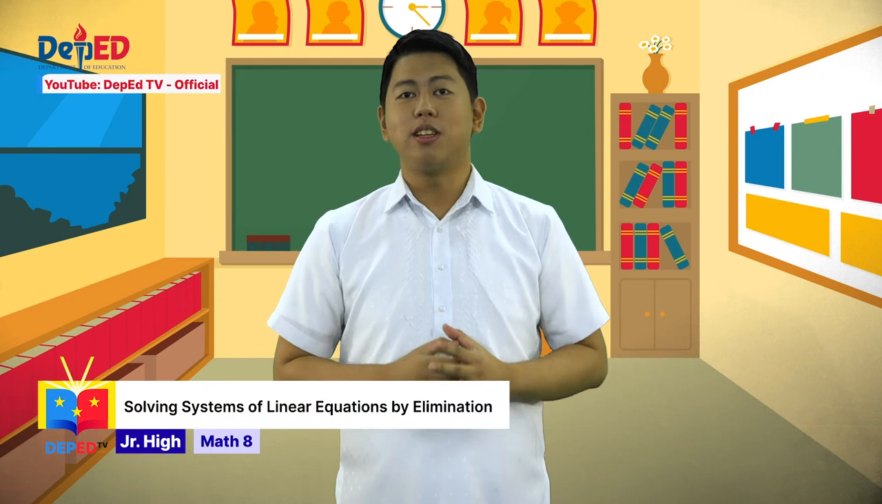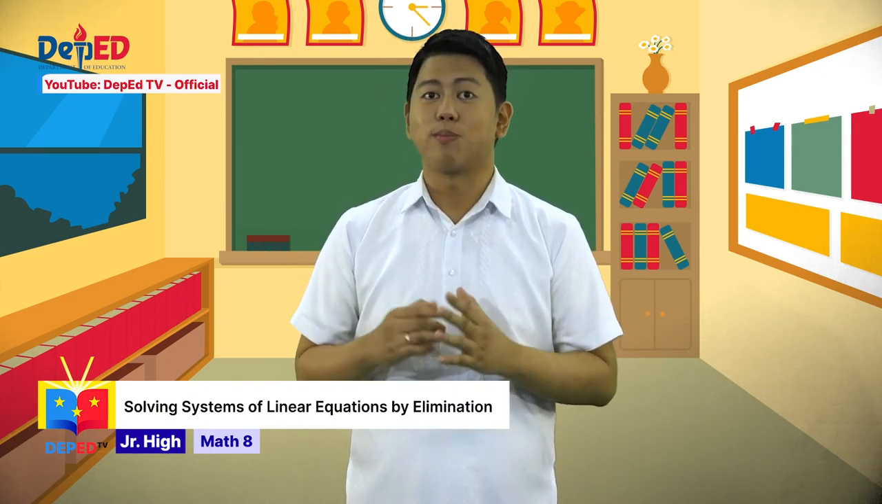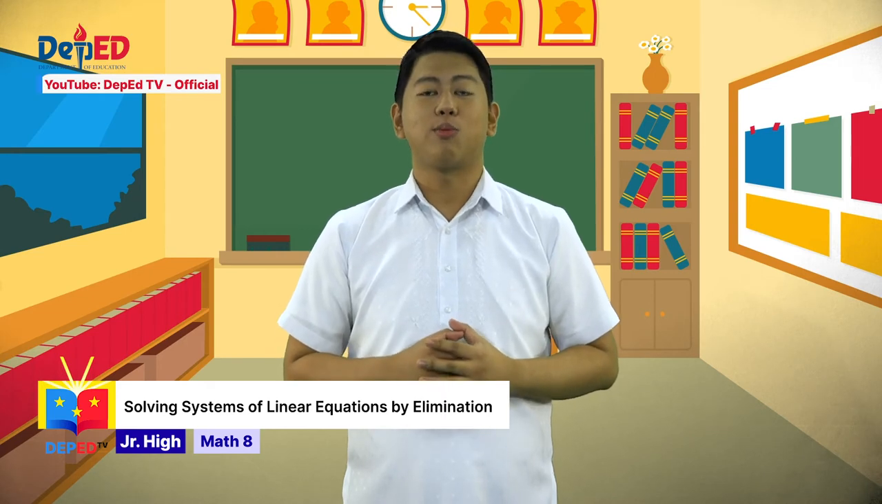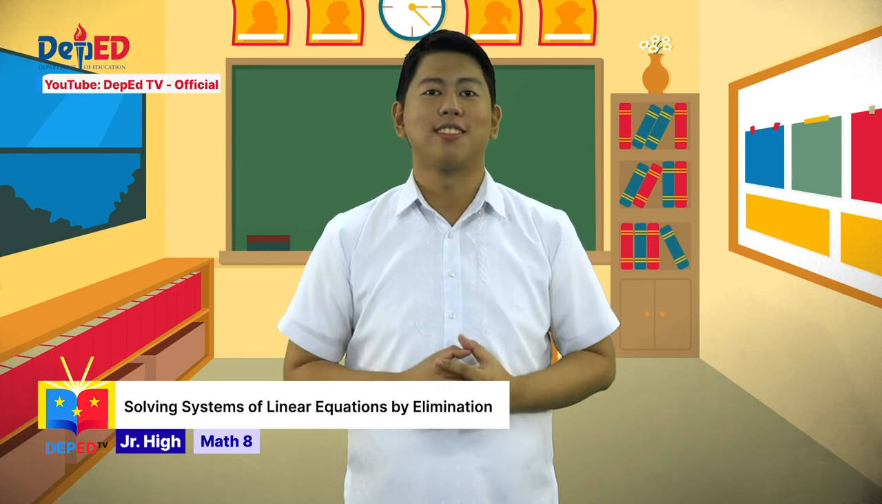Solving by elimination is also called the addition method. Since we use the addition property of equality to add expressions on the left side and on the right side of the equations.